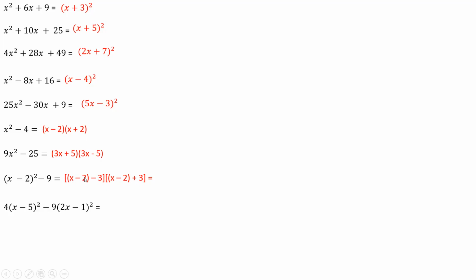Now I should get rid of the first bracket. I write everything between parentheses. So I write x minus 2 minus 3, x minus 2 plus 3. Now I calculate the first term. x minus 2 minus 3 is x minus 5. x minus 2 plus 3 is x plus 1. So I get x minus 5 into x plus 1.